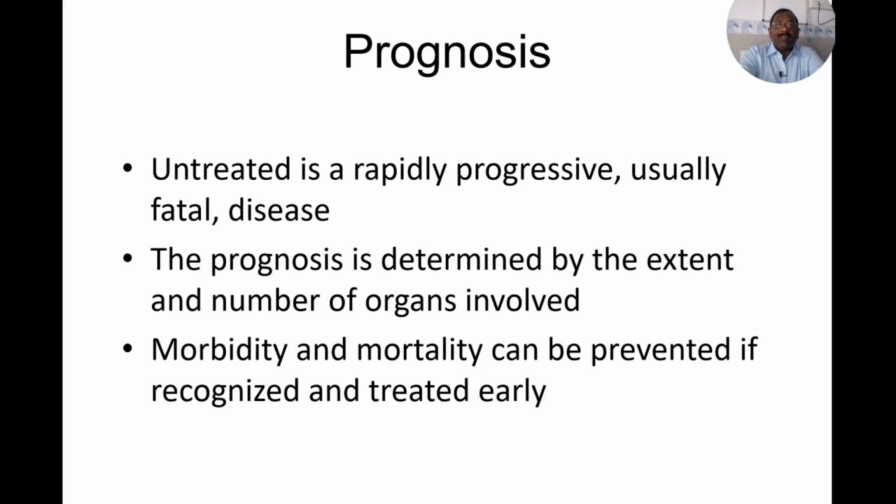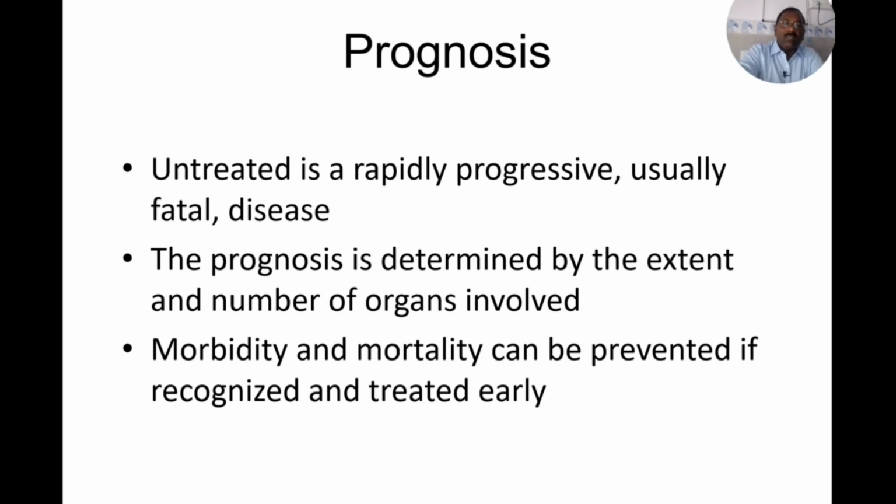The prognosis untreated is a rapidly progressive, usually fatal disease. That is the reason, as a postgraduate of general medicine, you should know a basic overview of the vasculitis population. It is up to you to at least suspect the vasculitis and act accordingly. Otherwise, it is a rapidly progressive and usually fatal disease. Most of these people are young children, young adults, or middle-aged population, so productivity will also be lost because of improper diagnosis.